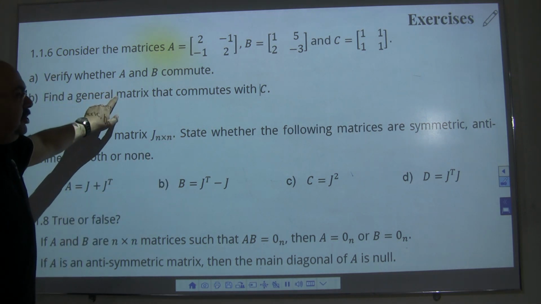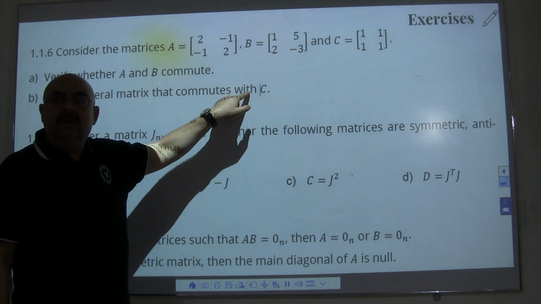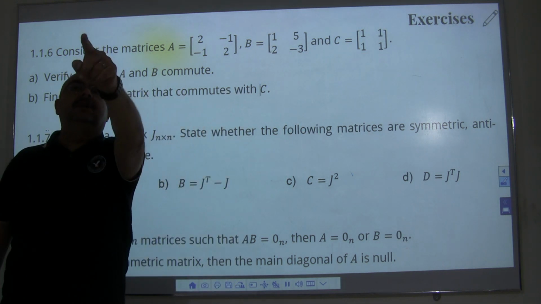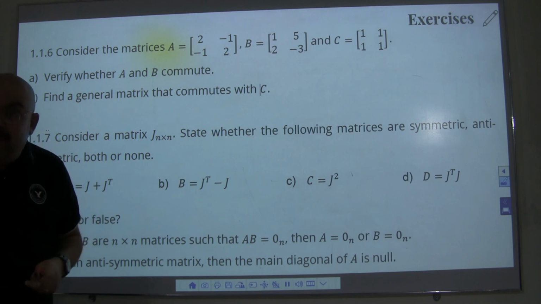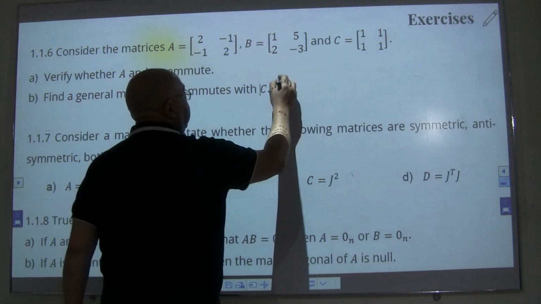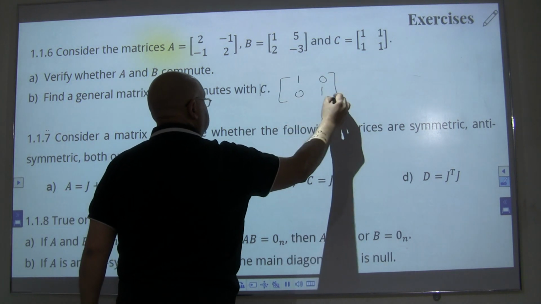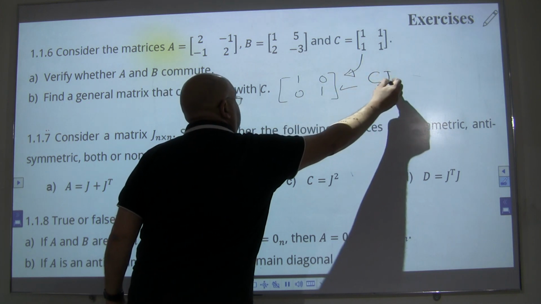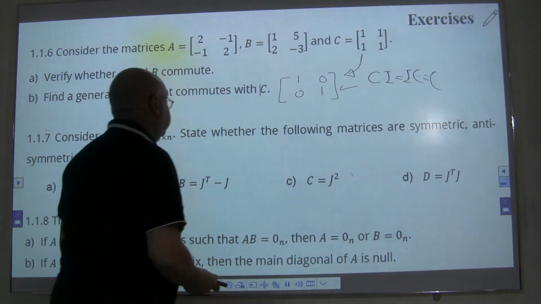Find the general matrix that commutes with C. Any suggestions? Anything, say anything with C. Identity matrix. Yes, this guy is speaking correctly. If I'm talking about a general matrix that can commute with C, I immediately write that it is the identity. This is a general matrix that can be multiplied by C: CI equals IC and the result will be C.